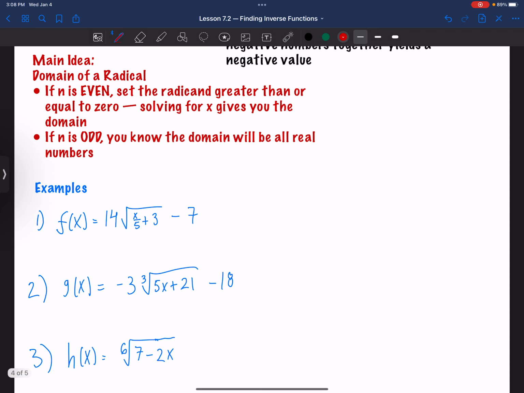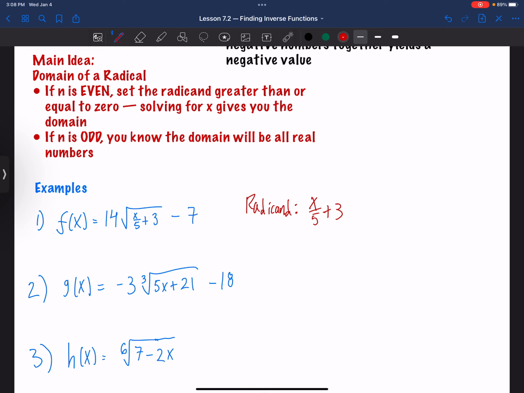So, like I said in red, the main idea, if n is even, set the radicand greater than or equal to 0. So I will look, this piece, x over 5 plus 3, that's the radicand, right? So the radicand is x over 5 plus 3.